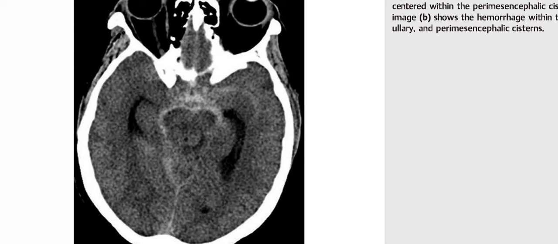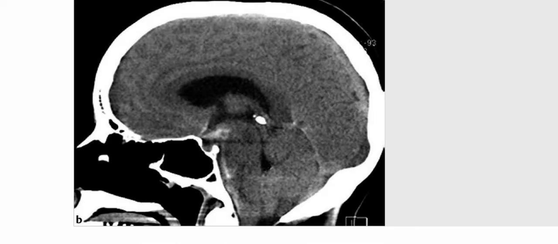So this is a young adult man who has presented with postcoital headache, however there's no recent trauma history. The DSA was normal initially, and 2 weeks following the initial presentation, these are the images. This is the CT scan axial slice, and this is the sagittal slice of the CT scan.